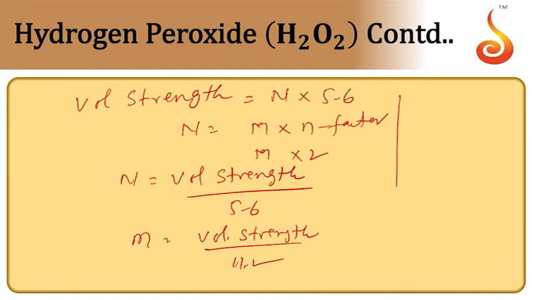And 10 volumes is a 3% solution. 10 volumes of H2O2 is equal to 3% H2O2 solution. So once you know the volumes, 3% is equal to 10 volumes. From volume strength we can find out normality, and from volume strength we can find out molarity also.